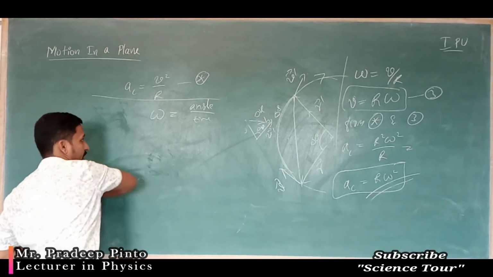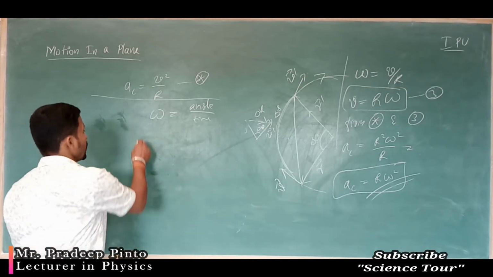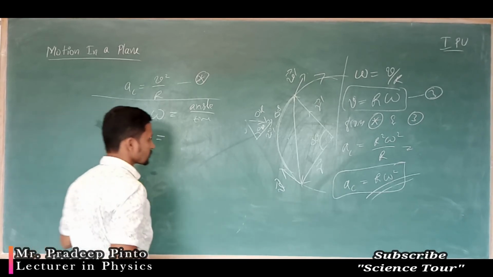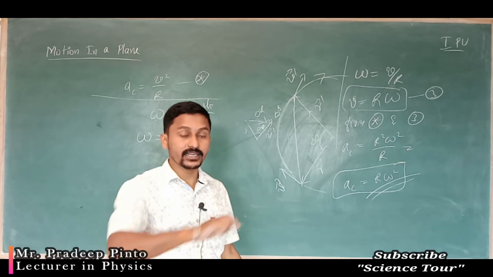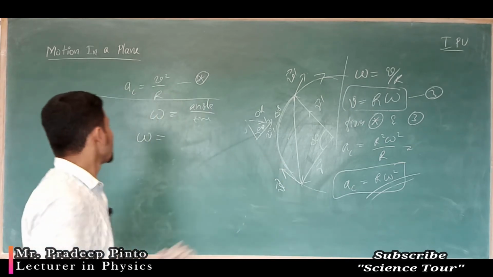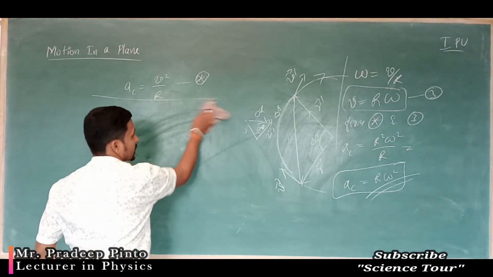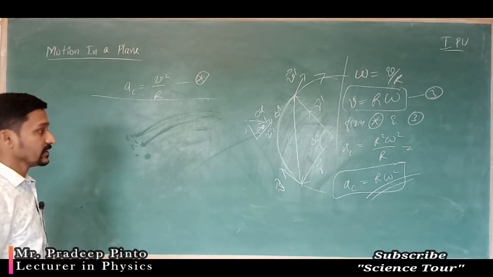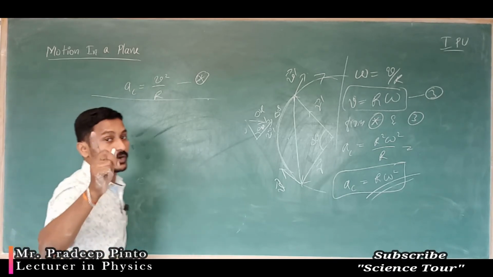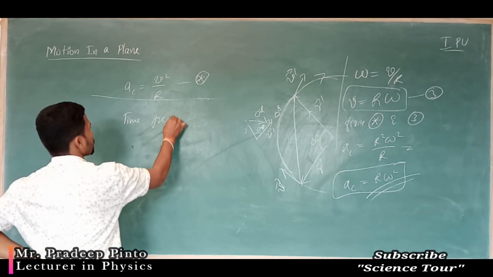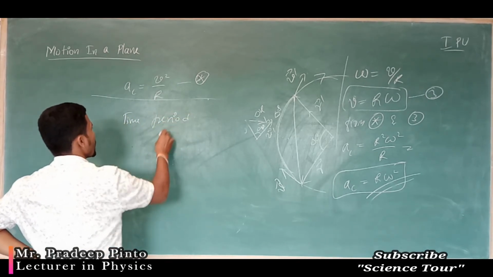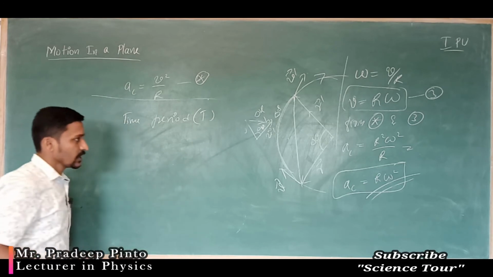Now I am going to tell you what omega means. The time taken for one rotation is called the time period. You have to write this down. The time taken for one rotation is called time period. So that is capital T.